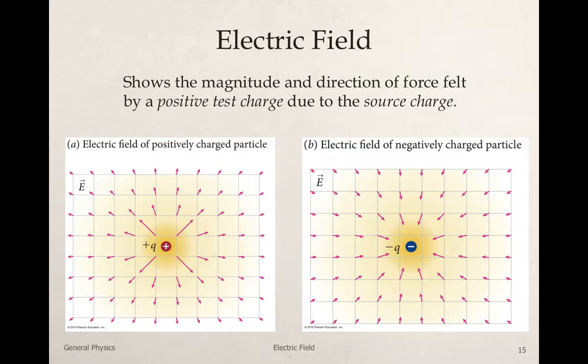So this shows the magnitude and direction of the force felt by a positive test charge due to the source charge. And a negative charge creates a field that points towards the charge. So if I put a positive test charge, say here, it's going to feel a force, and it's going to then move this way.